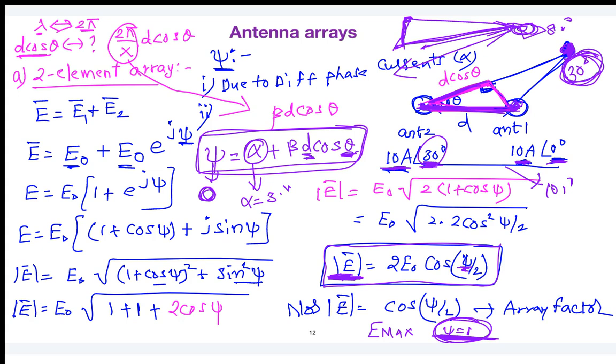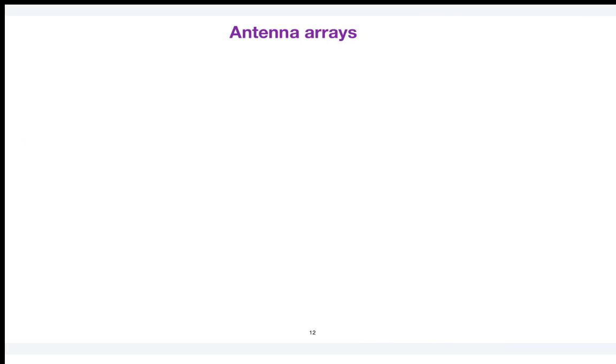Okay. In the first case, the beam is focused at 30 degrees. In the second case, the beam is focused at 60 degrees. So this process is called electronic steering. You need not manually move the antenna, which is located at the base station. By supplying different currents to the antennas, your beam is controlled. Is it clear? This process is called electronic steering.